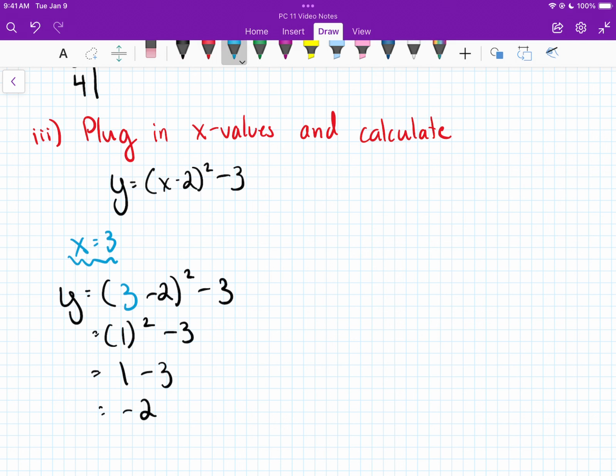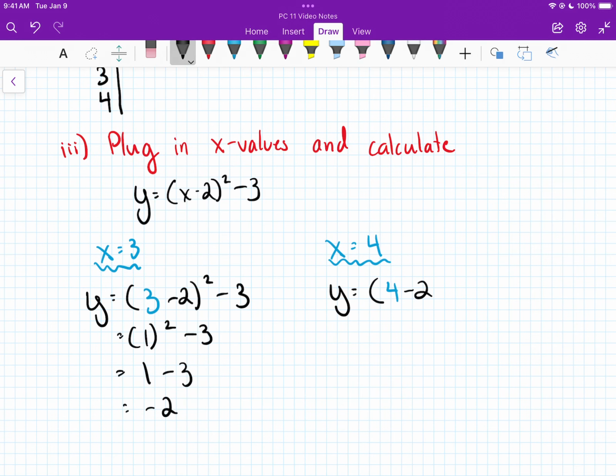We'll do the same thing for x equals 4. So we've got y equals 4 minus 2 squared now, minus 3. 4 minus 2 is 2. 2 squared is 4. And 4 minus 3 gets us 1. And so we go back up to our table of values now. And so when x is 3, y is negative 2. And when x is 4, y is 1. And so we can fill those 2 points in.